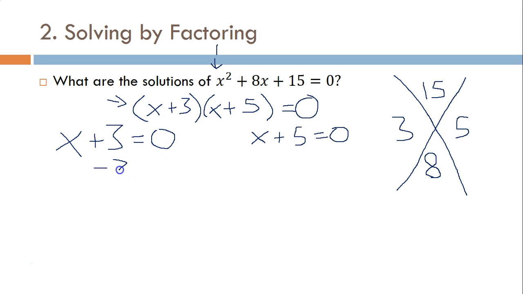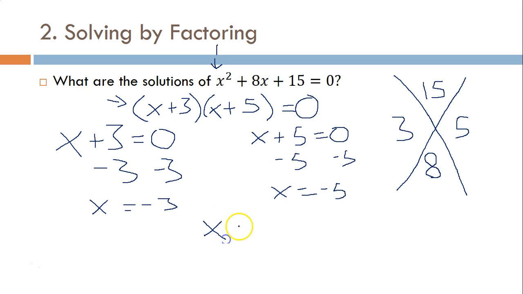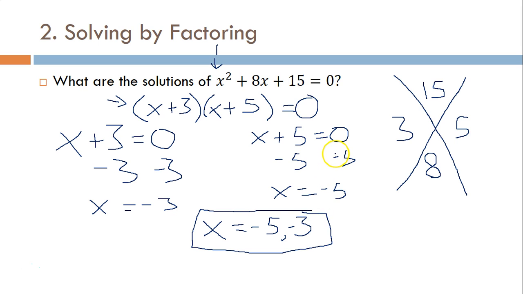So I subtract 3 on both sides, and I get x equals -3. And then I subtract 5 on both sides, and I get x equals -5. And then I go ahead and write those together as my solution. So I have x equals -5, comma -3. Again, write the smaller one first, because we read left to right, and smaller numbers are to the left on the number line. That's the reason why we do that, in case you were wondering.